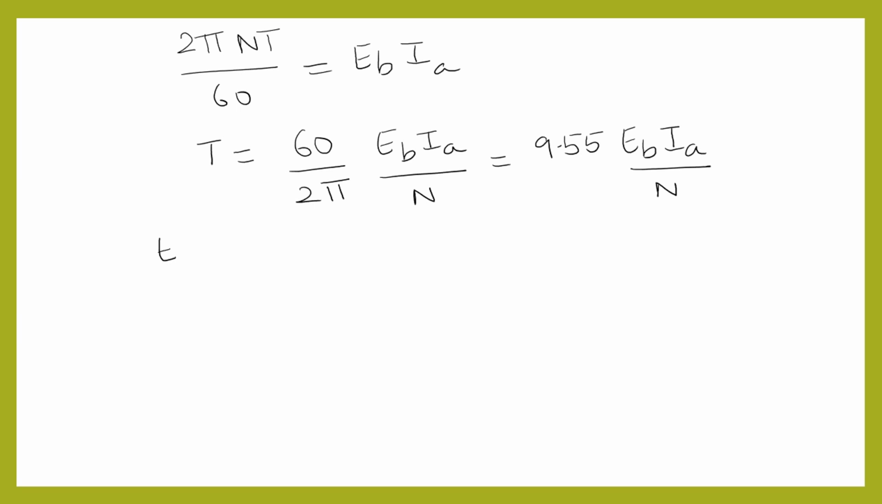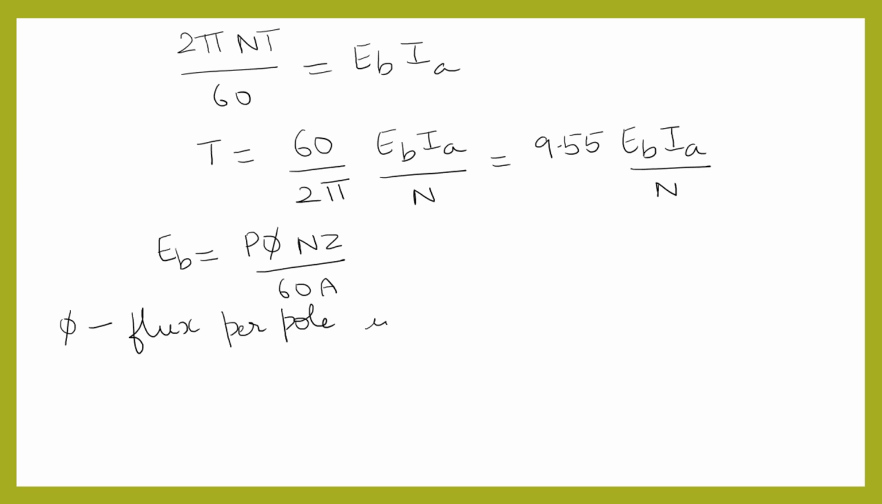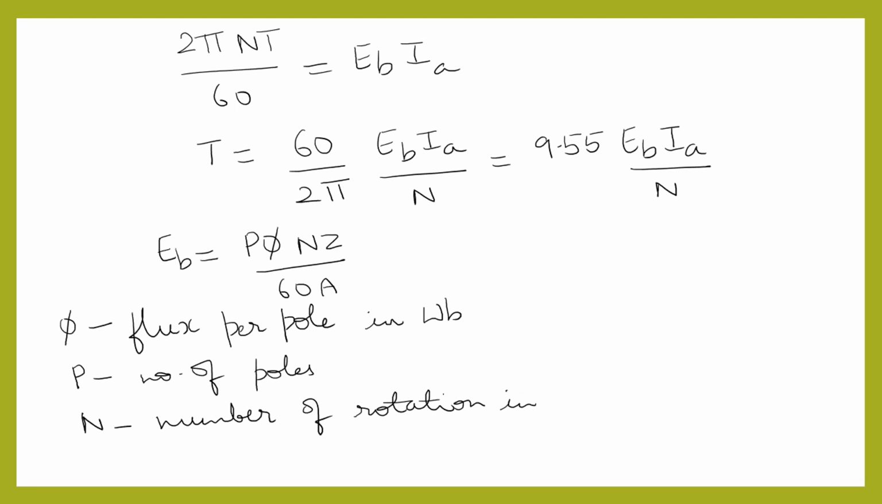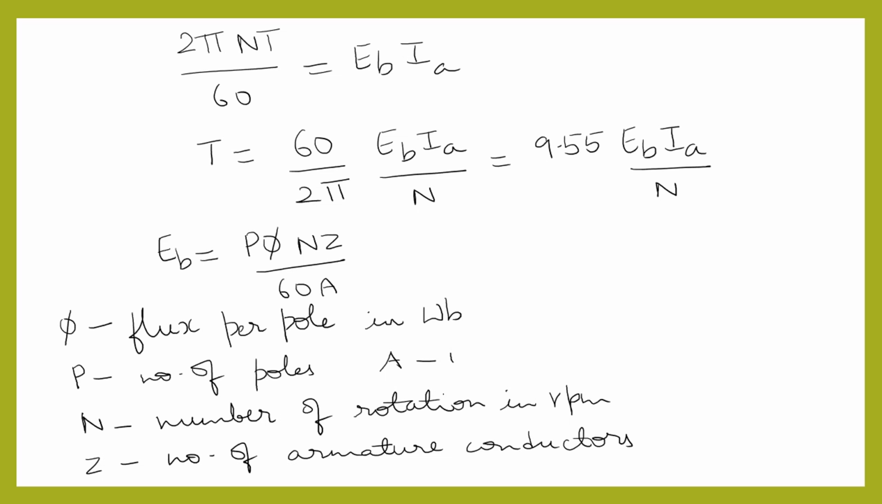But we have the equation for Eb, that is P phi NZ by 60A, where phi is the flux per pole in Webers, P is the number of poles, N is the number of rotations in RPM, Z is the number of armature conductors, and A is the number of circuits in the armature winding.